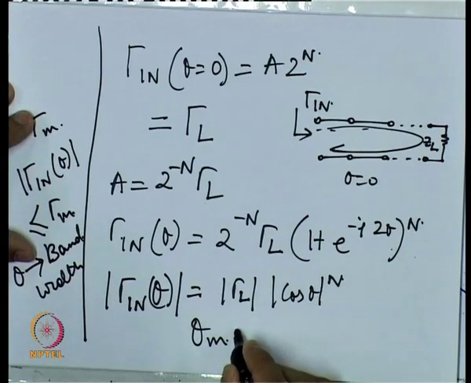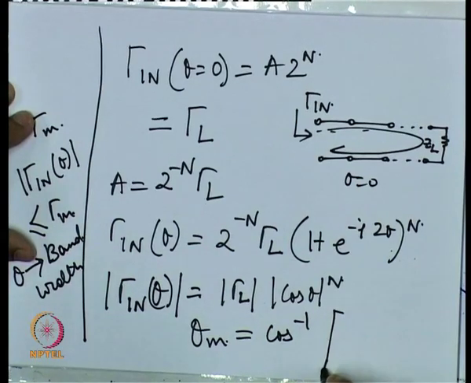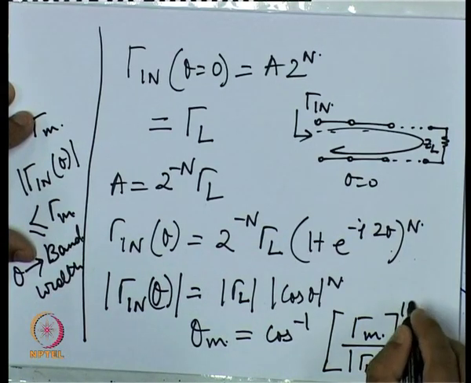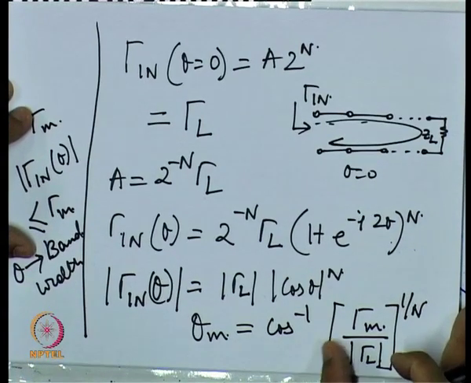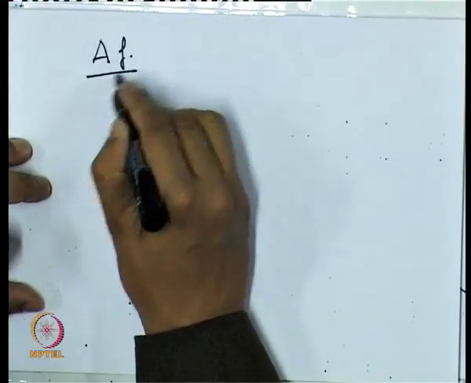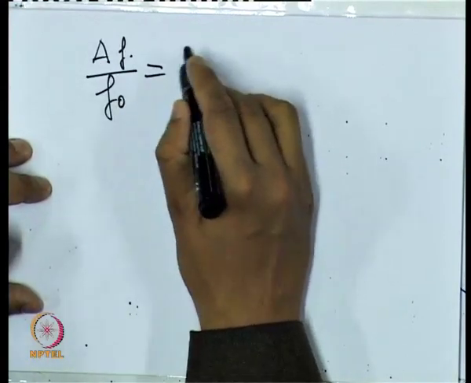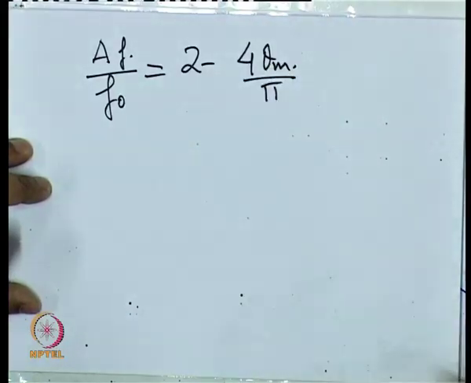So, that value of theta is, using this equation, found out as follows, and then once we know the value of theta m, we can find out the fractional bandwidth delta f upon f 0 as 2 minus 4 theta m upon pi.